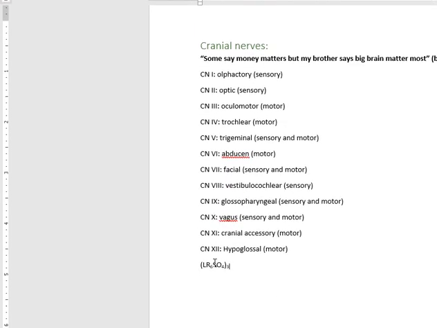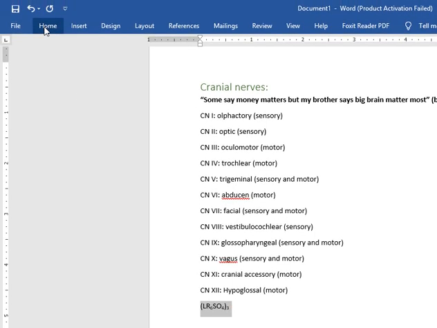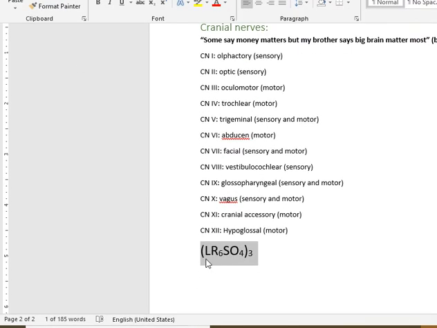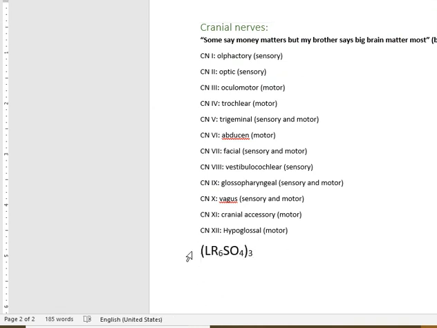This formula, LR6 SO4 all into 3, is a general formula for the innervation of the eye, where LR is lateral rectus and SO is superior oblique. So you see that the LR is supplied by the sixth cranial nerve, and the sixth cranial nerve is going to be the abducent nerve. SO will be supplied by the fourth cranial nerve.